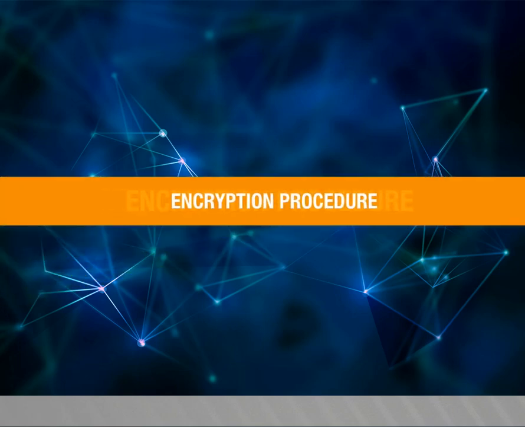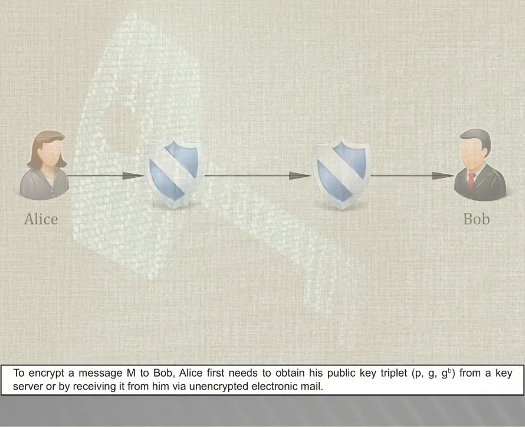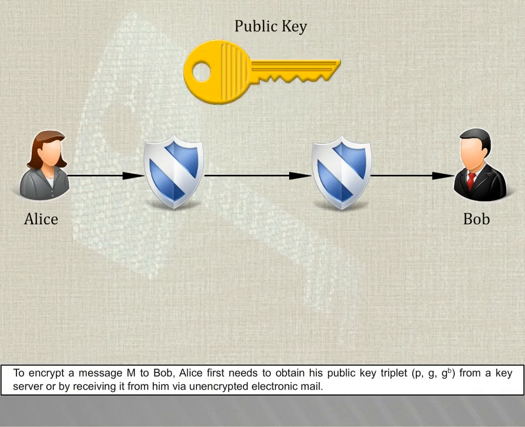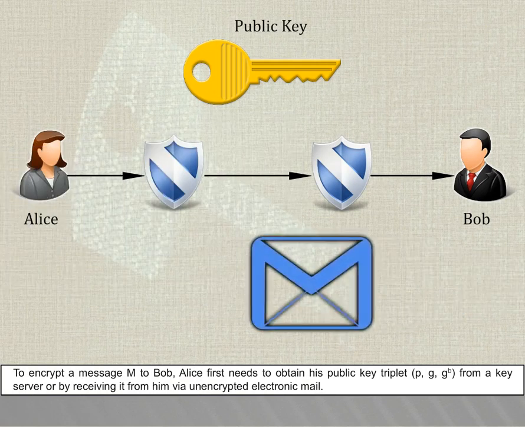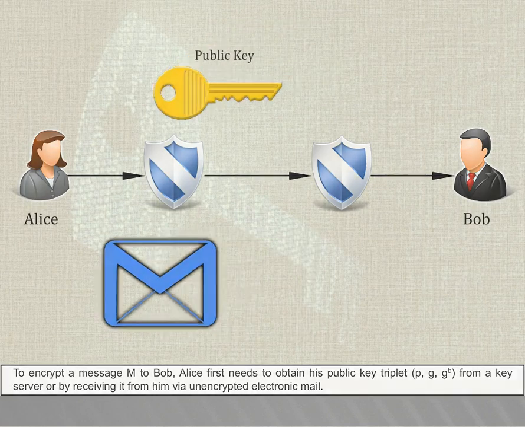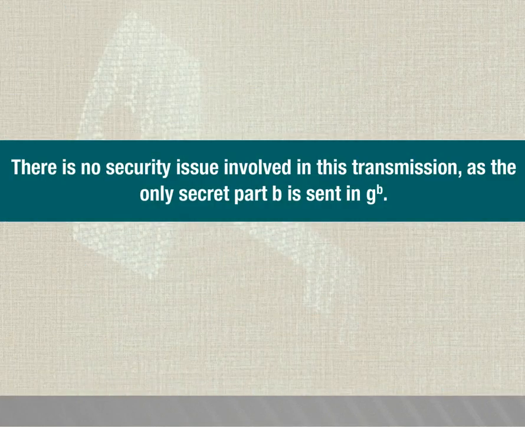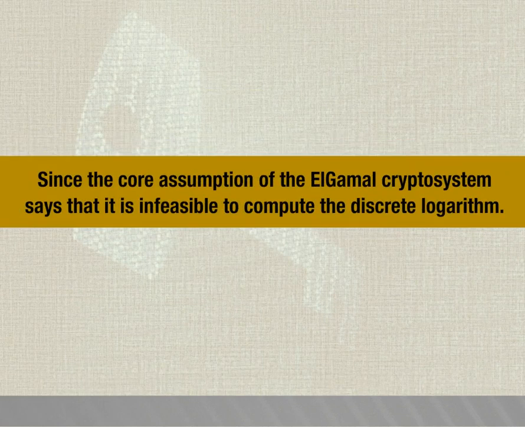Encryption procedure. In this video, we are going to see about the encryption procedure. To encrypt a message M to Bob, Alice first needs to obtain his public key triplet (P, G, G^B) from a key server or by receiving it from him via unencrypted electronic mail. There is no security issue involved in this transmission, as the only secret part B is hidden in G^B, since the core assumption of the ElGamal cryptosystem says that it is infeasible to compute the discrete logarithm.